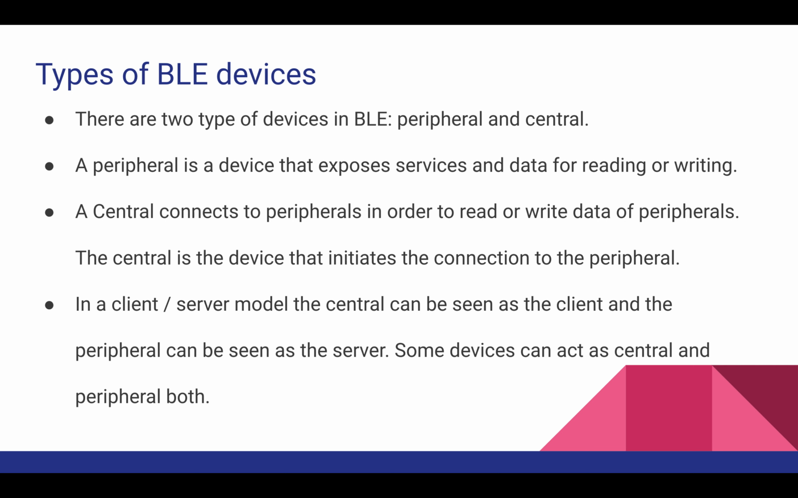Some devices can act as central and peripheral both. As in client server architecture, the server is a device where the data is stored, and the client is another device which wants to access that data. Similarly, since here the peripheral has the data, we can consider the peripheral as server, and since the central wants to access that data, we can consider the central as the client. C for central and C for client. So let's understand it with an example.